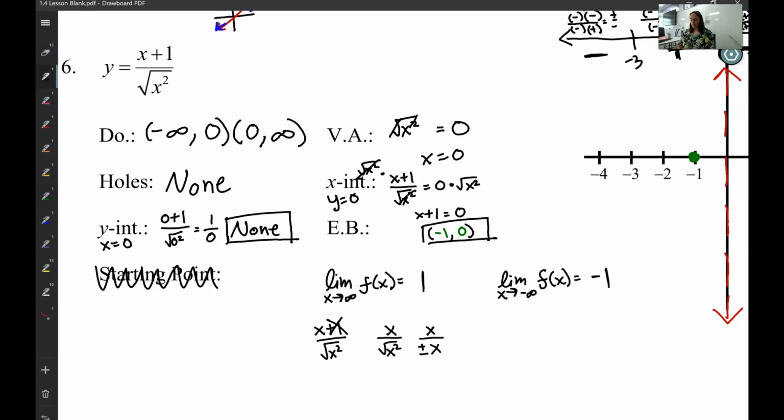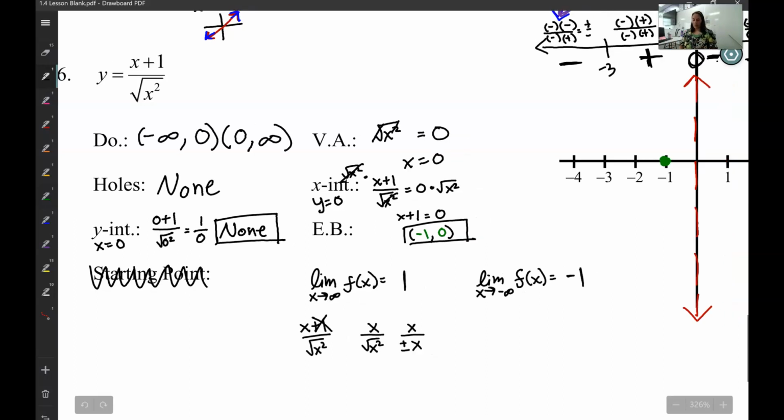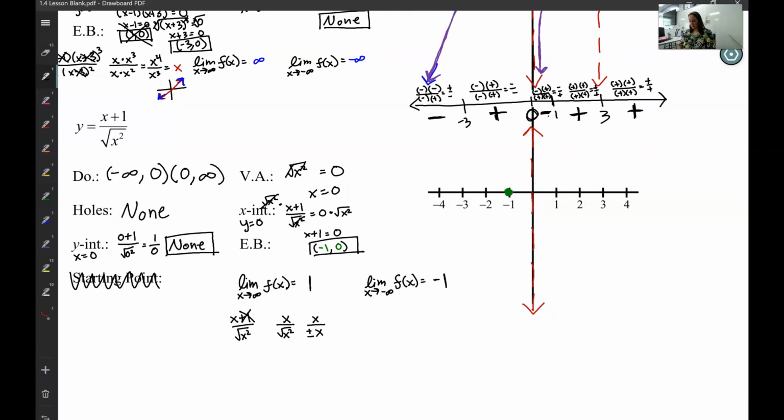So anytime you have a root in here, your end behavior is going to be different based on if you're going left or right. You can kind of think of it shortcut way is it'll be the positive root to the right, the negative root to the left. So this means my end behavior, color code them, to the right, it's going to positive 1. To the left, it's going to negative 1.